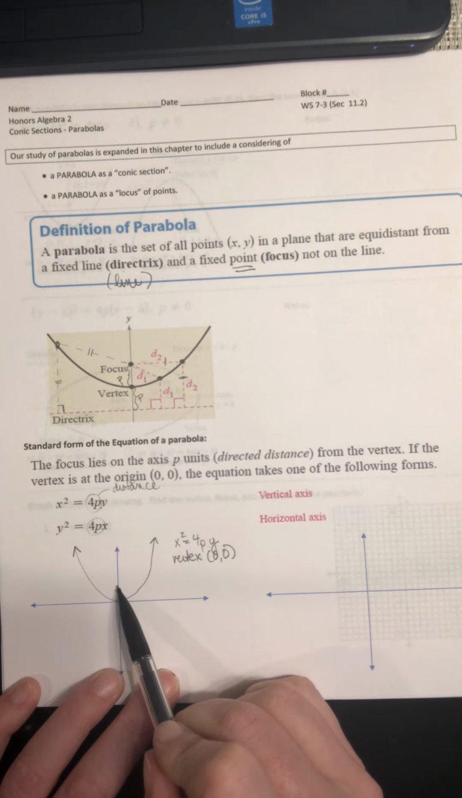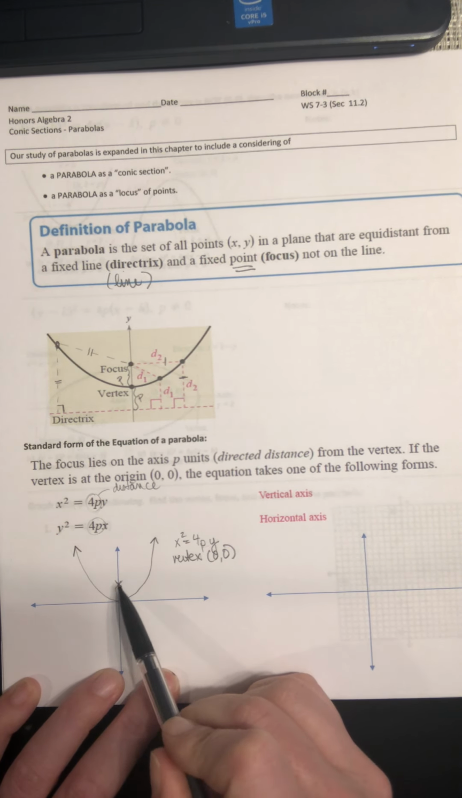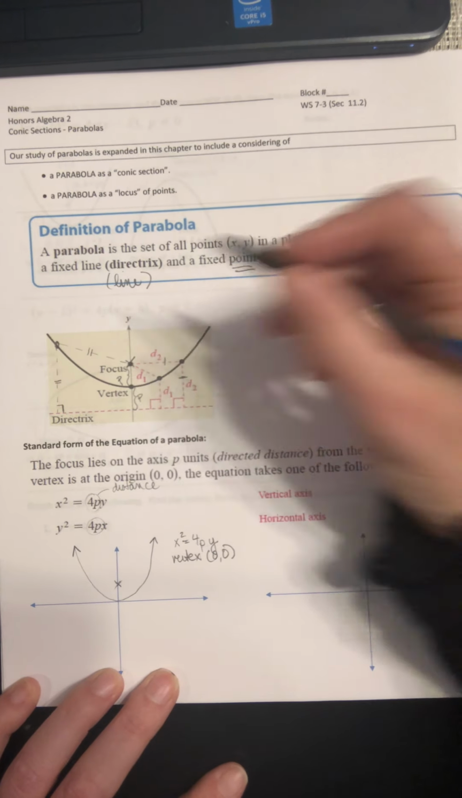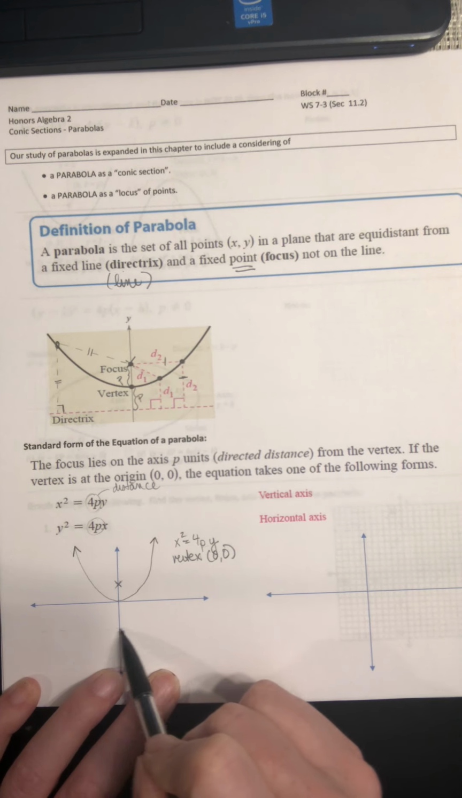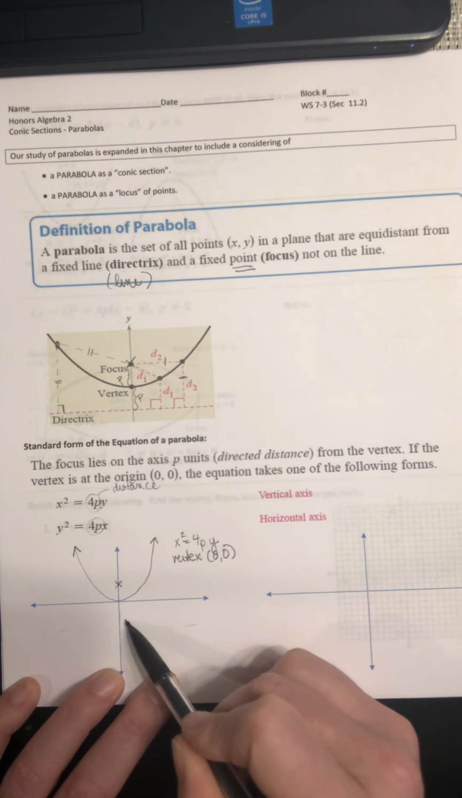So my focus for this one would be here, and I'm going to usually use an X for that so that you don't think it's a graphed point. And then my directrix would be down here, and that would be p distance away.